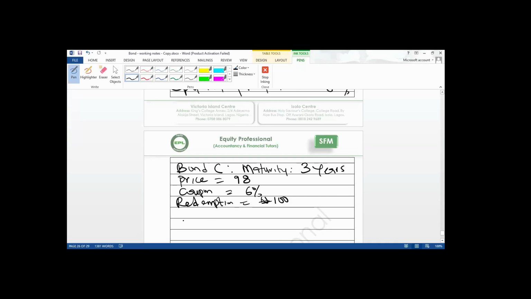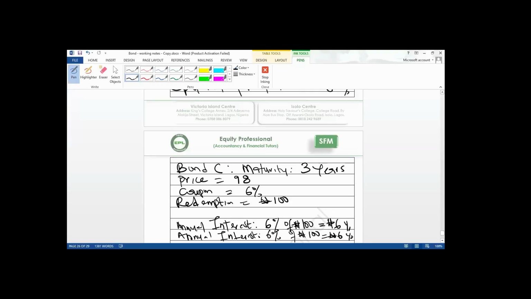Now, cash flow from this bond. Annual interest. 6% of the face value. Face value of the bond is 100 naira. That is standard. That is 6 naira, year 1. Annual interest again, 6% of 100 naira. That is 6 naira.